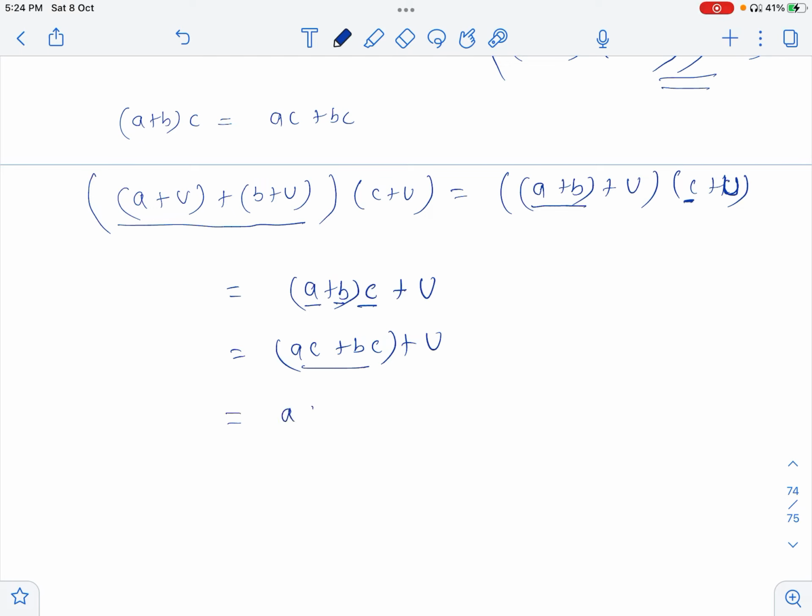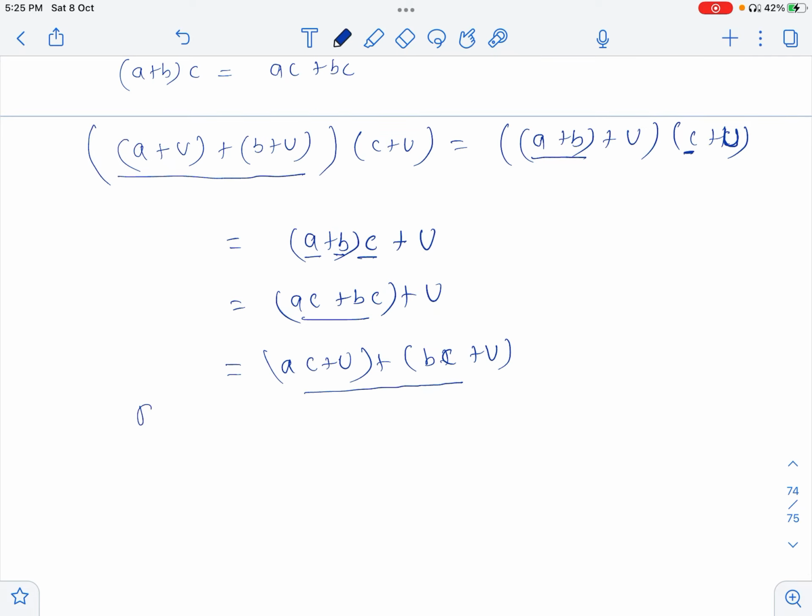This is equal to AC + U + BC + U. That is what we wanted to prove. This shows that R mod U is a ring.